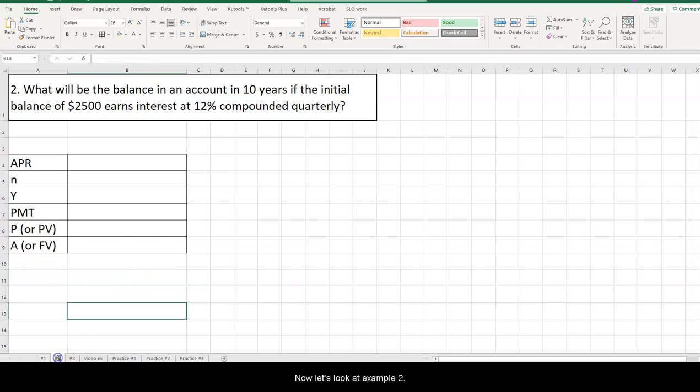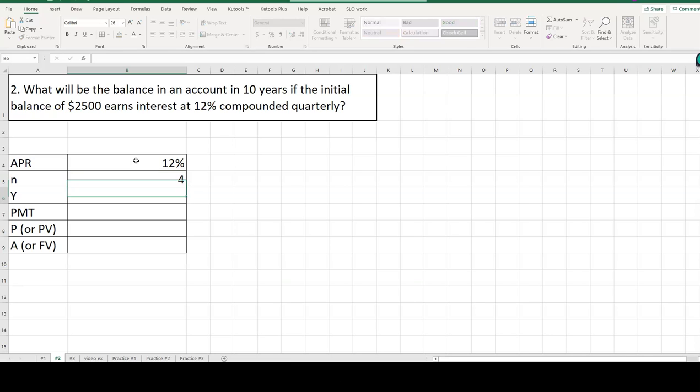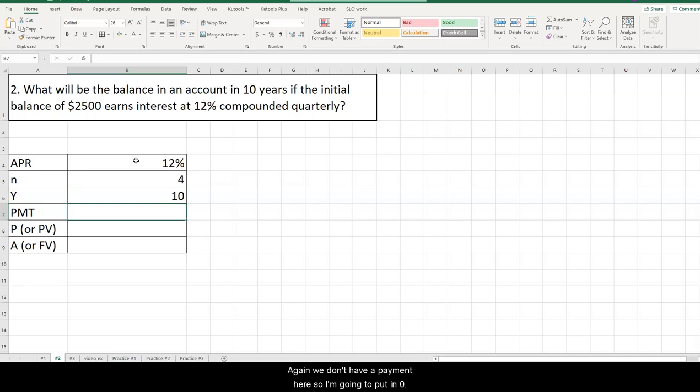Now let's look at example 2. For example 2, we have what will be the balance in an account in 10 years if the initial balance of $2,500 earns interest at 12% compounded quarterly. I'm going to put in my APR, so my 12%. My n value, this is quarterly, so quarterly means it happens 4 times in a year. That would be 4, for 10 years, so my Y value is 10. Again, we don't have a payment here, so I'm going to put in 0. My principal amount is $2,500.